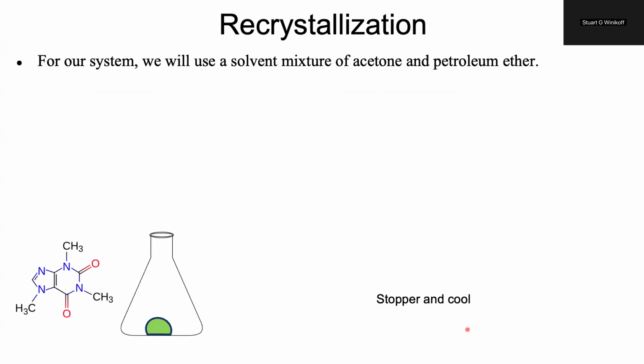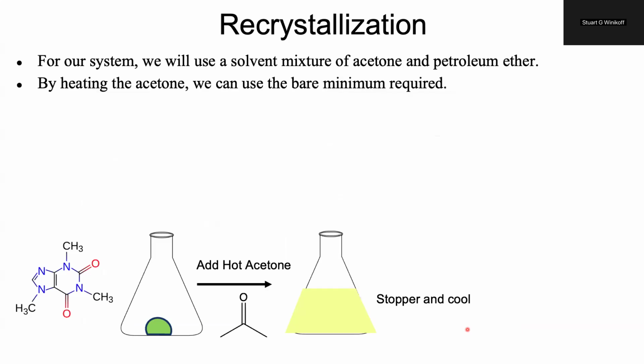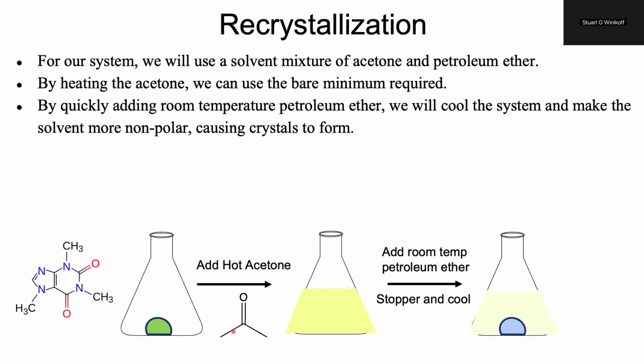For our specific system, we're going to use a solvent mixture of acetone and petroleum ether. We're going to first dissolve our substance by heating acetone. Acetone is a mildly polar solvent, and our solution is mildly polar, so it should dissolve fairly nicely. But the trick here is that if I use hot acetone, I can use the bare minimum amount of acetone it takes to dissolve my substance. That way, when it cools back down, I only leave a little bit of caffeine dissolved in the acetone.